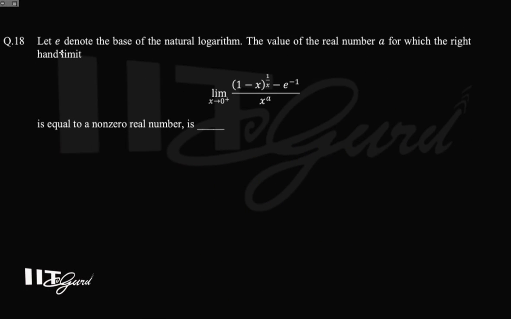Question number 18. Let e be the base of the natural logarithm, and this limit you have to find. Here it is given, find the value of the real number a for which the right hand limit is equal to some non-zero real number. Okay, fine. So in this situation there is a power function. If you see here, limit x tends to 0 plus, this becomes of course 1 plus x to the power 1 by x, that is e, and due to this negative sign, that will be e power minus 1. So this and this are related, and hence we get a 0 by 0 form.